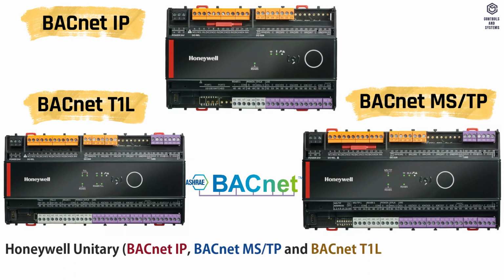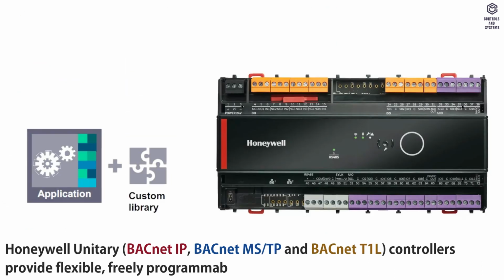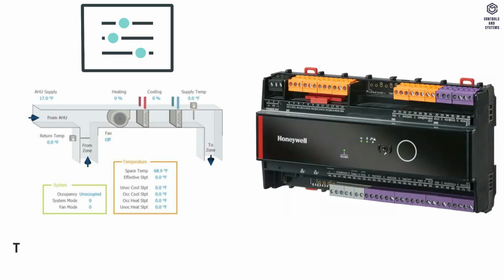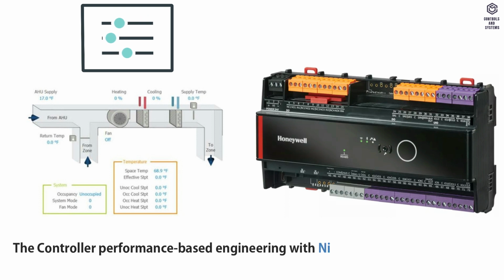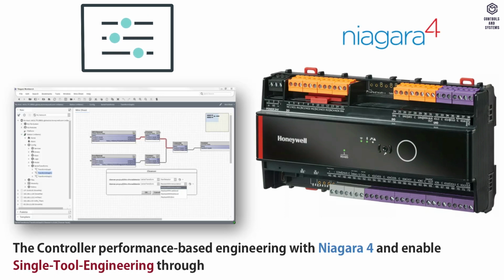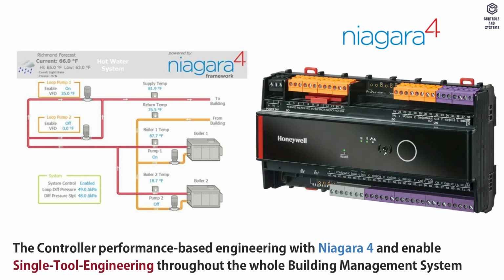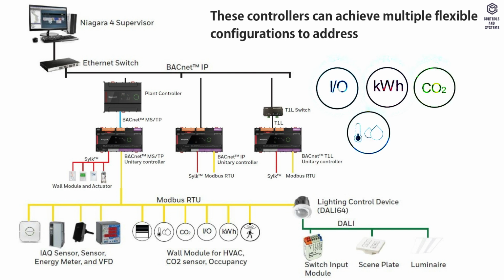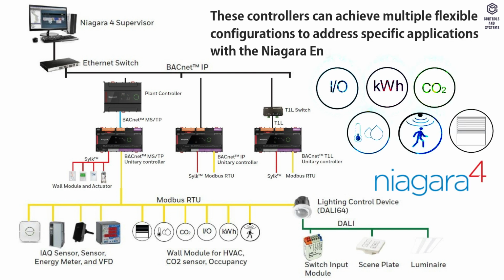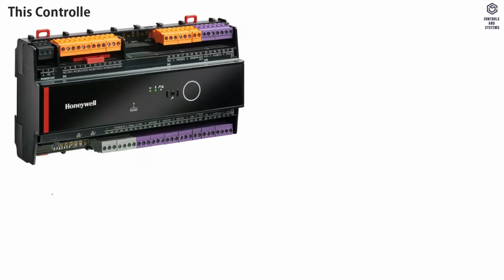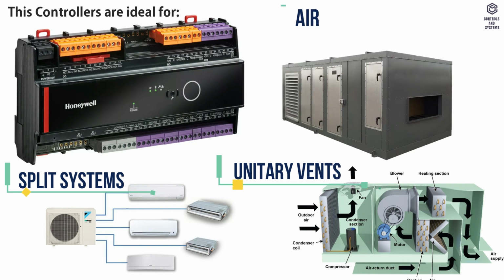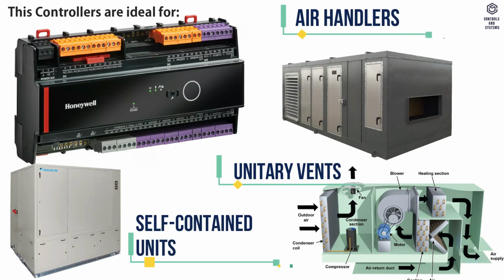Device overview. Honeywell Unitary BACnet series controllers provide flexible, freely programmable, demand-led control and building automation systems. Controller performance-based engineering with Niagara 4 enables single-tool engineering throughout the whole building management system. These controllers can achieve multiple flexible configurations to address specific applications with the Niagara engineering tool. Controllers are ideal for fan coils, split systems, unitary vents, air handlers, or other self-contained units.